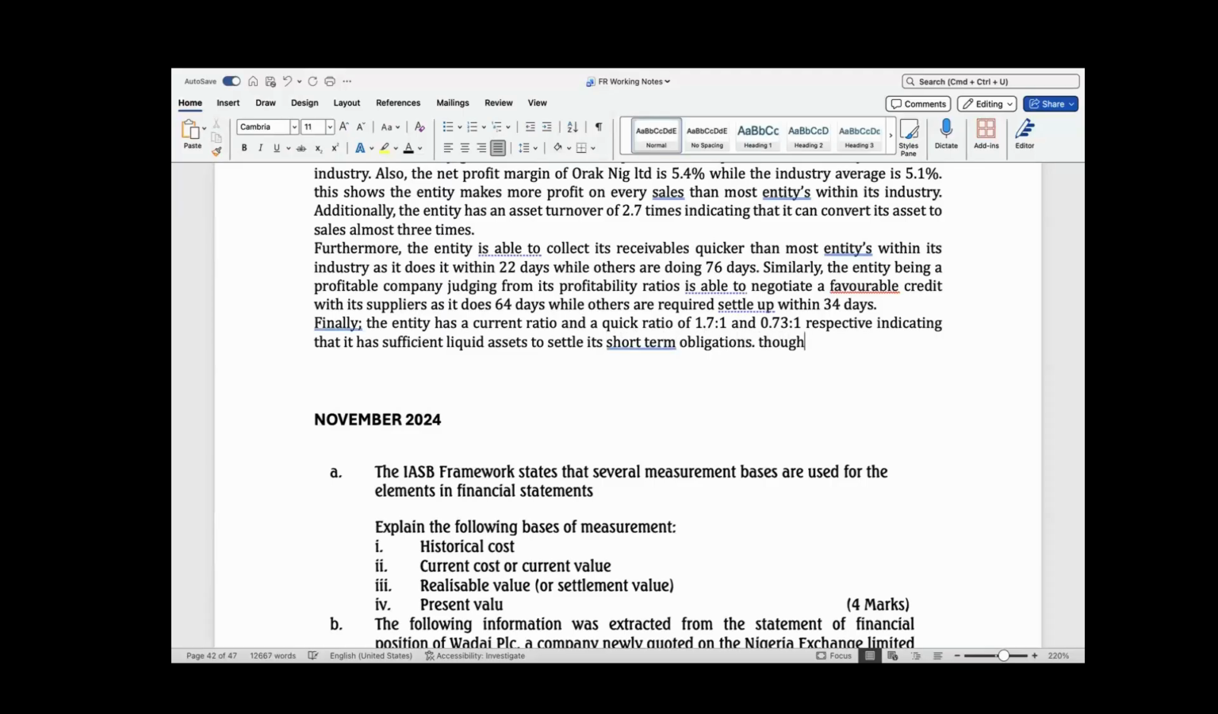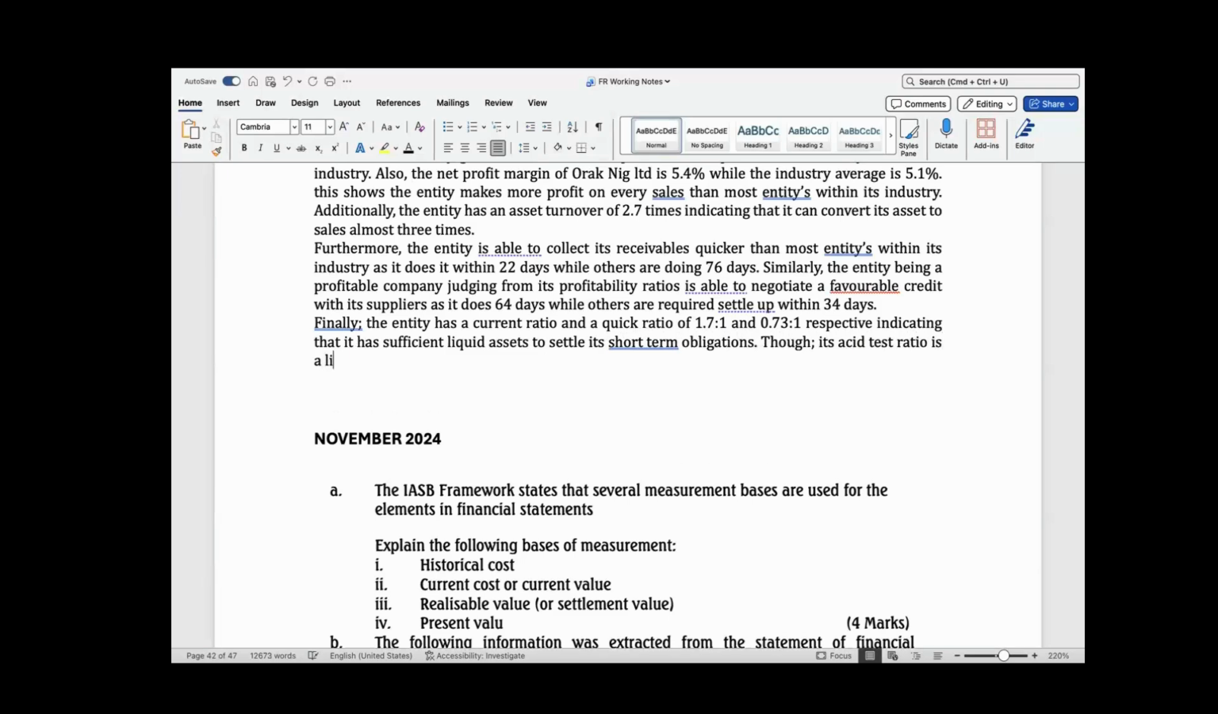though its asset test ratio is a little shaky, as it cannot cover one-to-one.